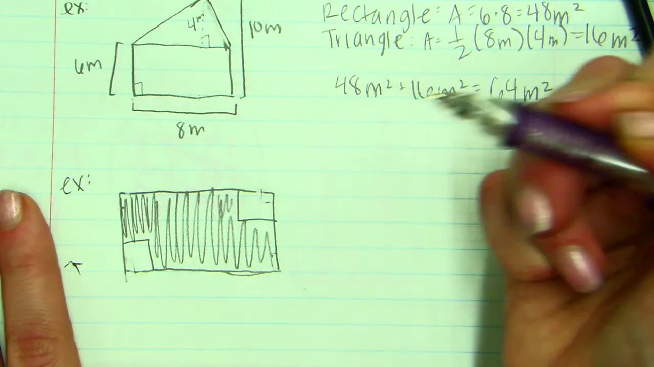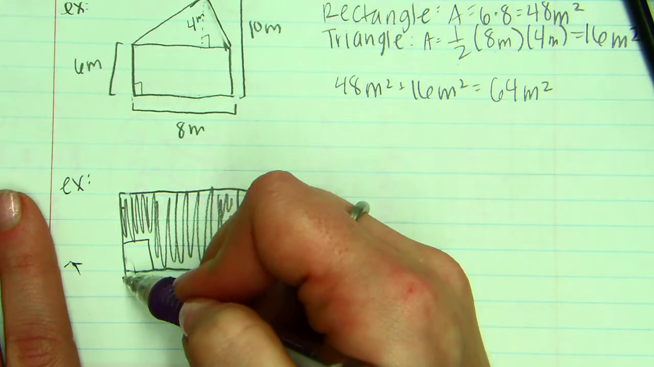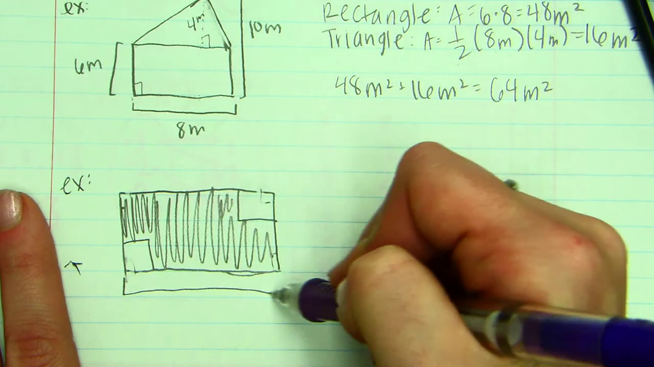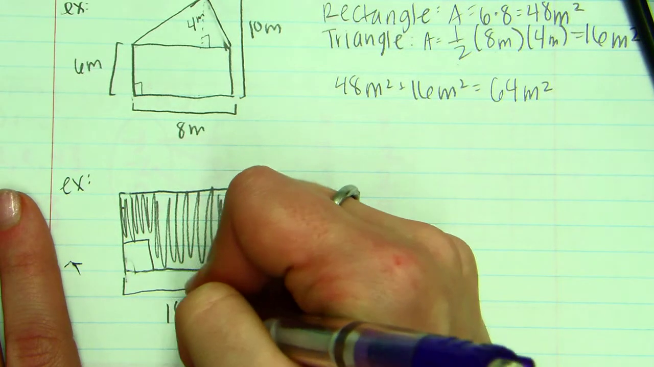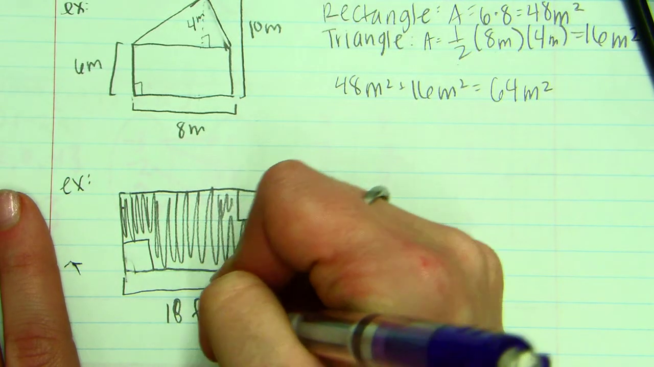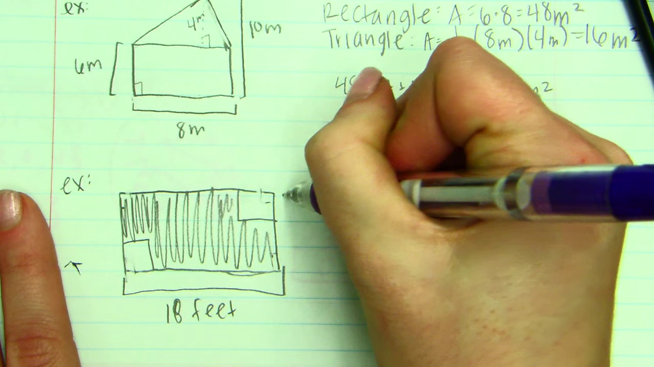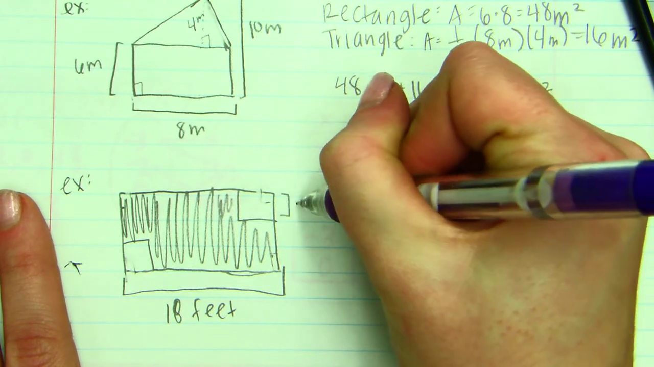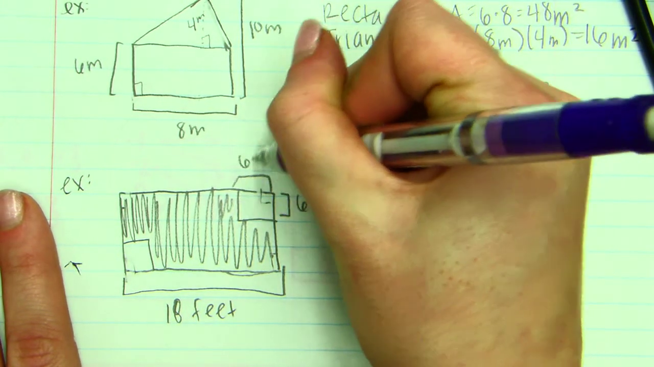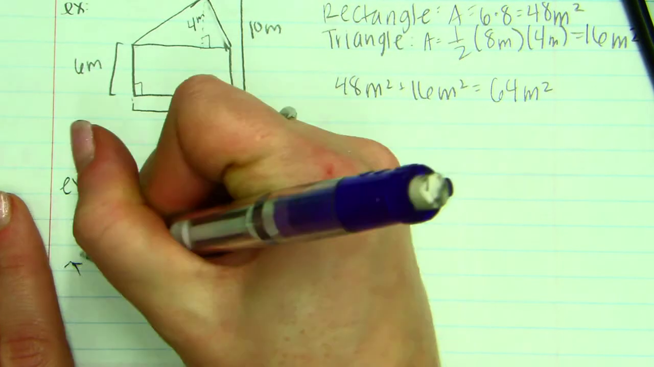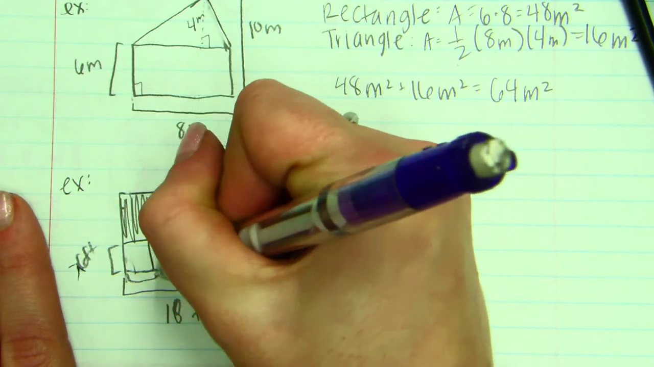And let's say we know that from here to here is 18 feet, and from here to here is 6 feet, and these are all going to be the same. These are going to be little squares. This is 6 feet as well. That means this is 6 feet as well.